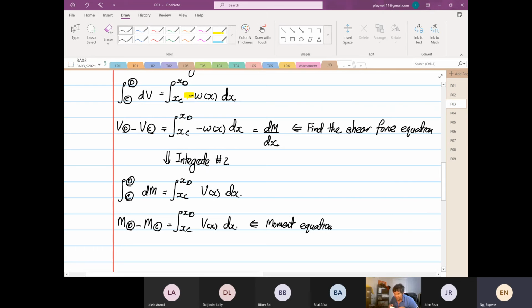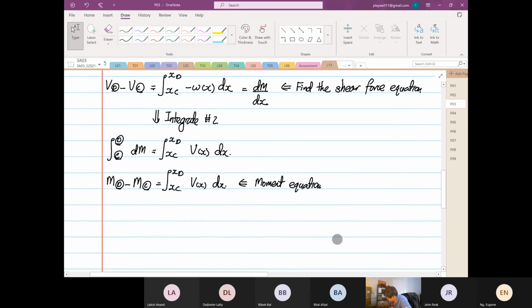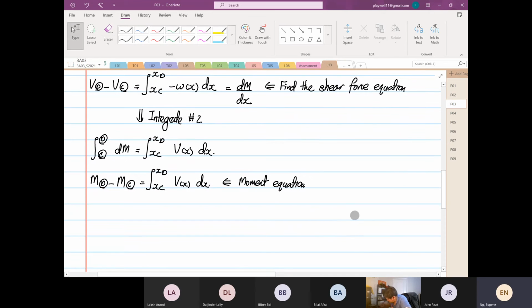So after you get your moment equation, we are going to apply the elastic curve equation. Right. So let me briefly describe what an elastic curve equation is. I'm not going to derive it, but I'm going to tell you what it represents.